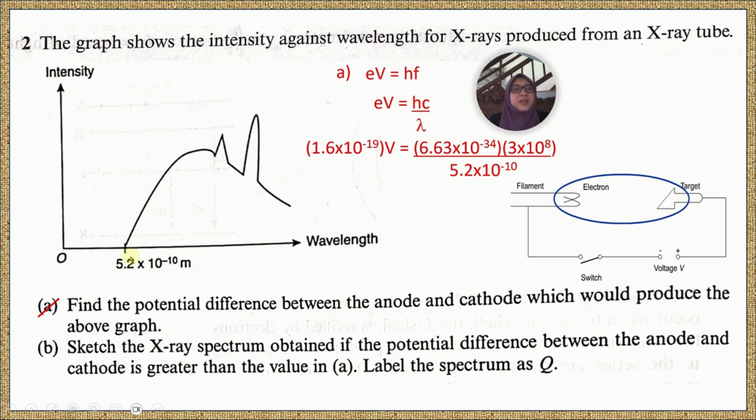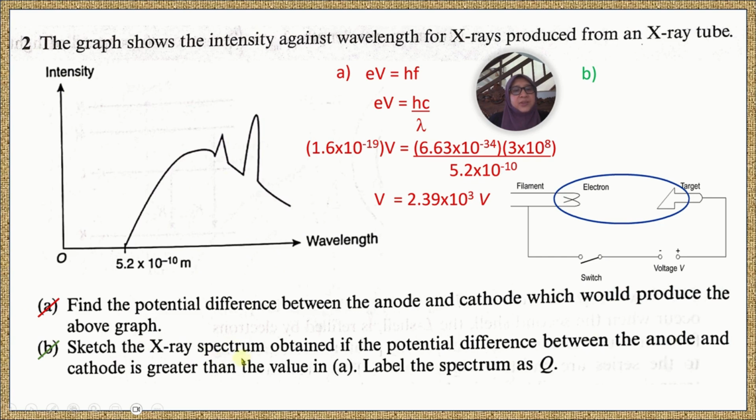So this is the lambda minimum given, 5.2 times 10 to the power of negative 10 meter. So Planck constant and speed of light substitute into the equation, and the charge of electron is 1.6 times 10 to the power of negative 19, and then the V we get is 2.39 times 10 to the power of 3 volt. So that's the potential difference between the anode and cathode which would produce the above graph here. Okay, question B.